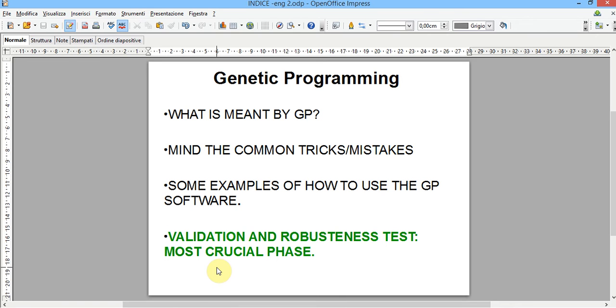And last but not least is the point regarding validation and robustness tests, which is, I would say, the most crucial phase. So just a few words, let's start from the genetic programming definition. What exactly is genetic programming, in a few words? Once again, it's a branch of artificial intelligence that evolves a basic algorithm starting from a population of trading strategies, an initial population which is generated randomly.